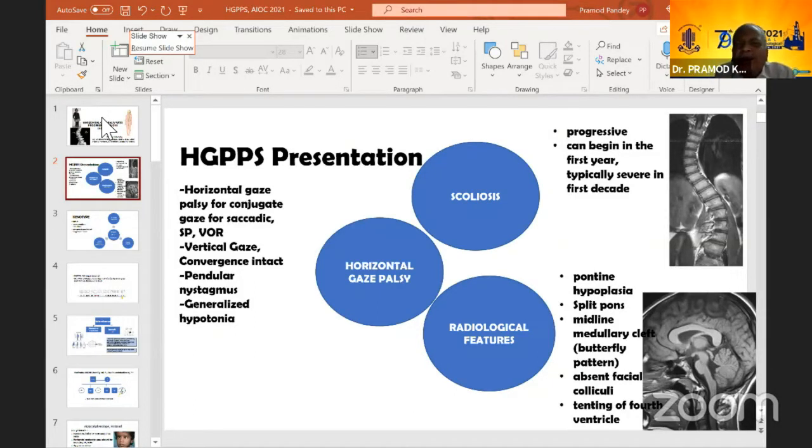Scoliosis is a very important feature, which comes usually late, by about 2 to 2.5 years. So if you have a young child, you may not find any scoliosis. And there's a lot of variation. Some may have less, some may have more. And there are a lot of radiological features which are classically seen in these cases, like pontine hypoplasia, butterfly pattern, and a tented fourth ventricle. I'll be showing them as we proceed further in the patients.